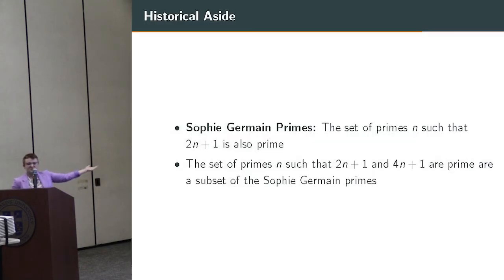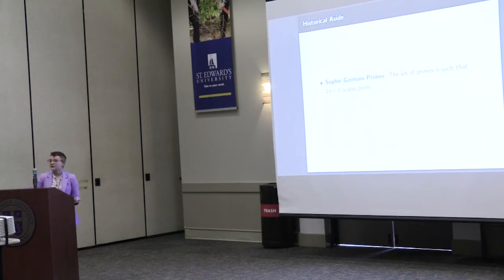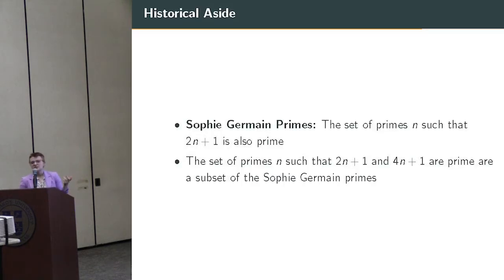So I want to talk about the Sophie Germain prime numbers. So Sophie Germain prime numbers are the set of prime numbers n such that 2n plus 1 is also prime. An example would be the number 3. That's a prime number, but 2n plus 1 is 7, which is also a prime number. And so we're looking at 2n plus 1 and 4n plus 1. So the set of prime numbers n such that 2n plus 1 and 4n plus 1 are also prime is going to be a subset of those Sophie Germain prime numbers.